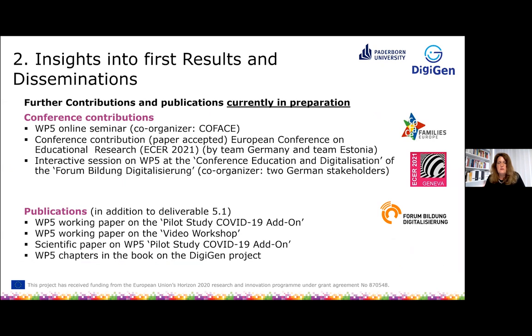For example, at the ECER conference, which is held in Genova in September, I think. And this is the main conference on educational research in Europe this year, and we are putting in results from Germany and comparing them, for example, to Estonia. You see that we are working on several more publications, working papers, and also scientific papers, and chapters which will provide an additional impact on the book that is provided in the project.